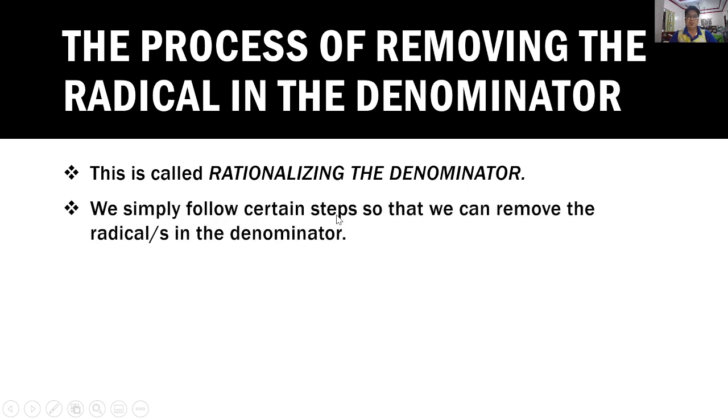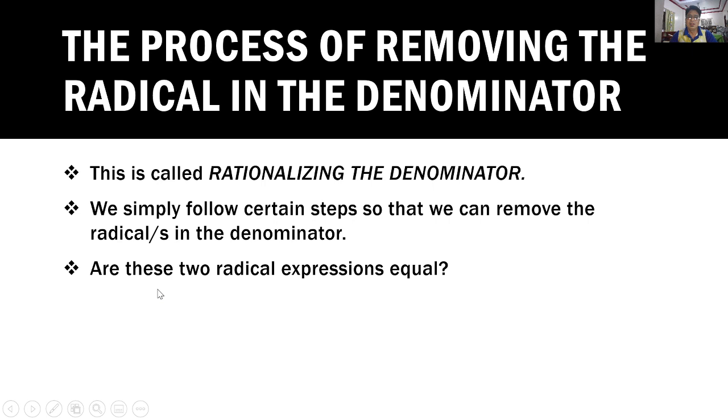We simply follow certain steps so that we can remove the radical or radicals. Pwede kasing isa, pwedeng dalawa yung radicals na makikita natin sa denominator. So meron tayong steps and we will be discussing that. Okay? Now, the question will be, I'm going to show you two radicals here, or two radical expressions, should I say. And I want to ask you this question. Are these two radical expressions equal?